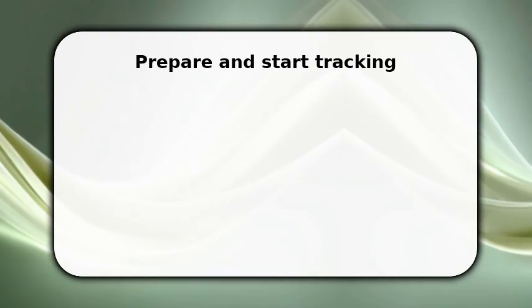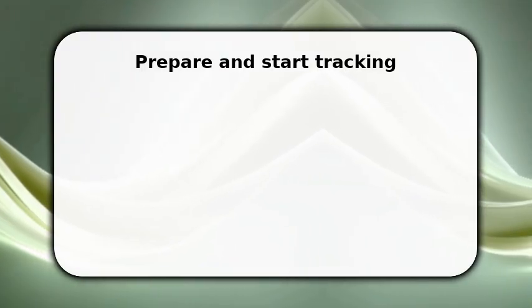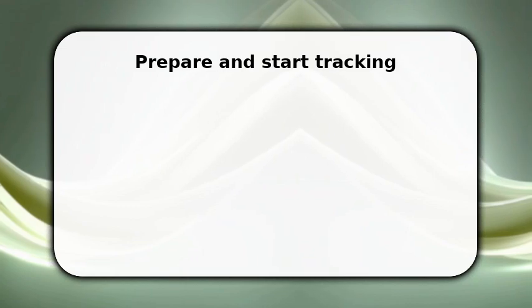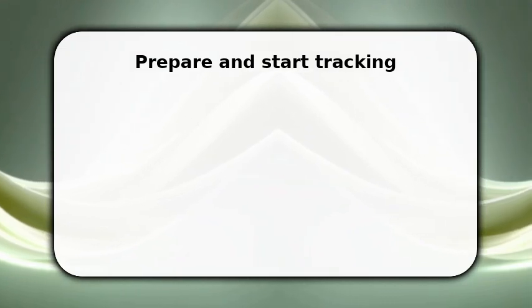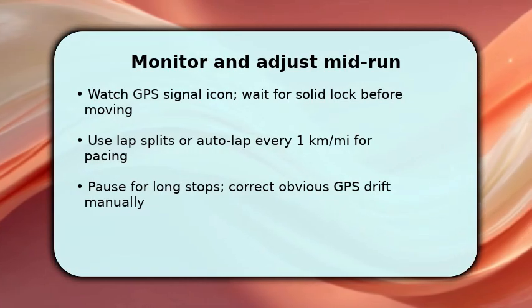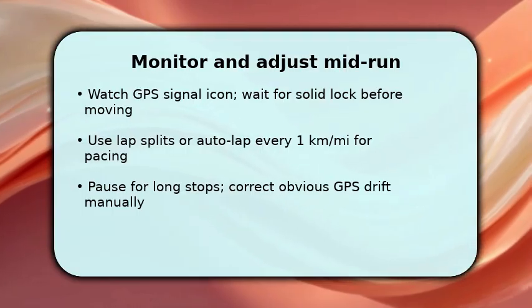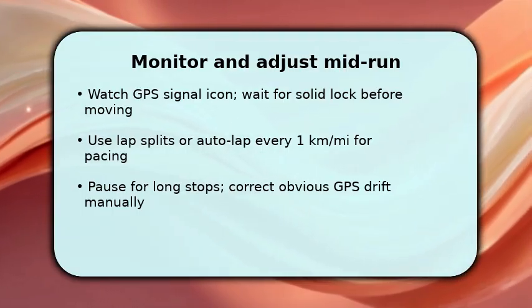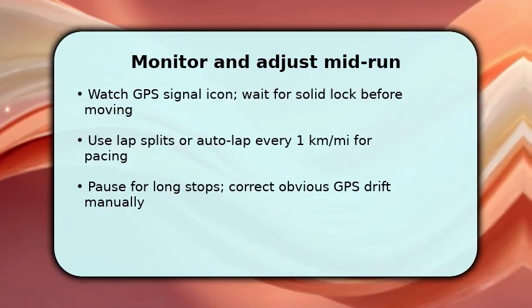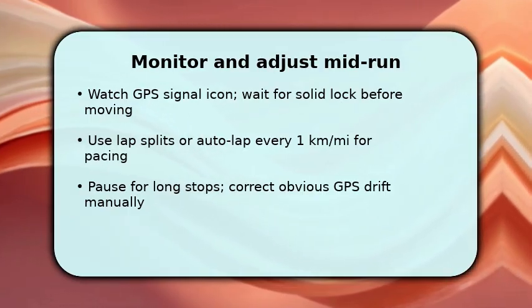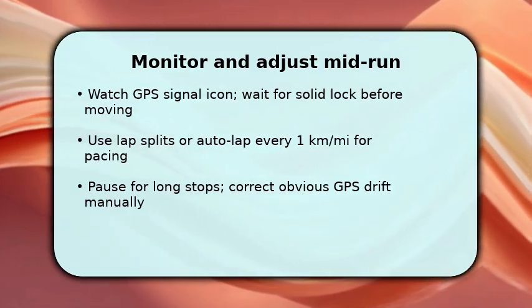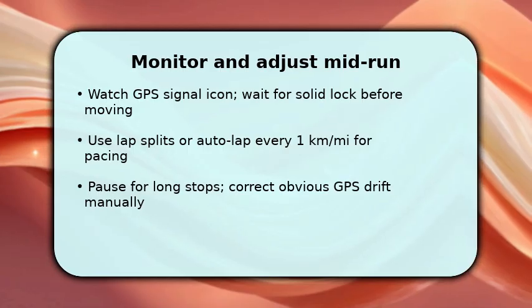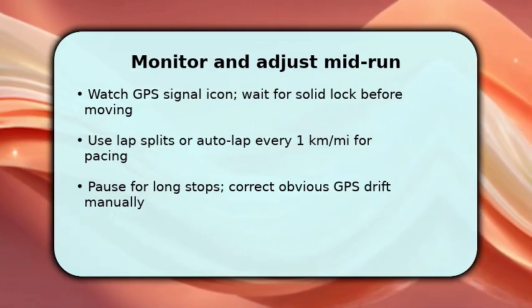Make sure the app shows a satellite or GPS lock before you leave to prevent the first minutes from being lost. During the run, check the GPS icon periodically to confirm a solid lock. Weak signal causes distance errors, so pause briefly if it flickers. Use lap splits or auto lap set to 1 km or 1 mile to track consistent segments and adjust pace. This also helps later analysis.